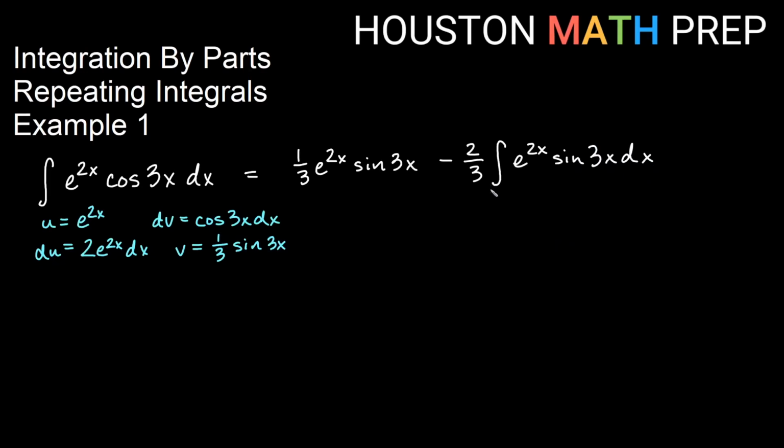Okay, and then at this point we would go ahead and look at this here. We would figure out how to do this by parts. It would be a similar thing. So in this one we would have u equal to e to the 2x again. This time our dv is going to equal sine of 3x dx.